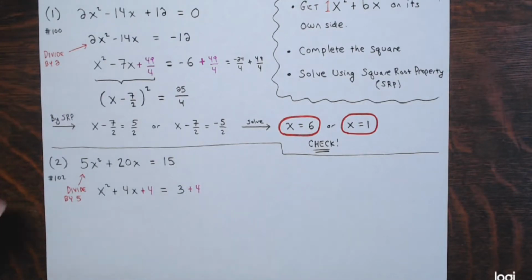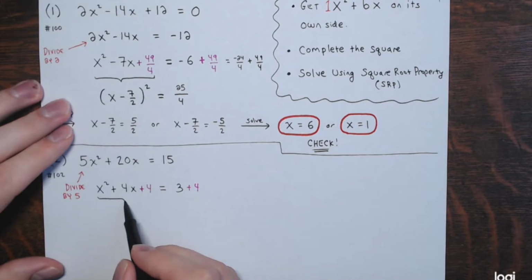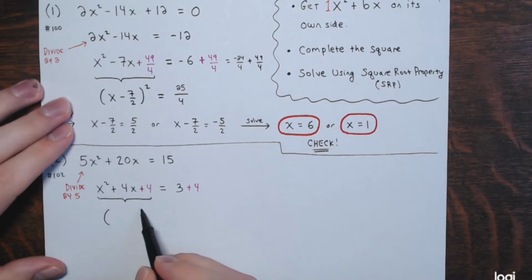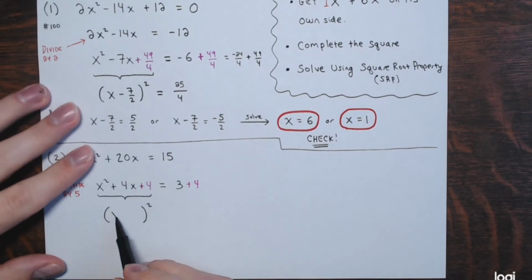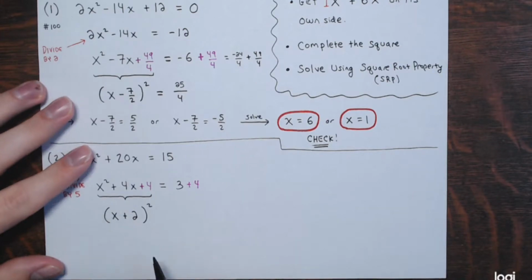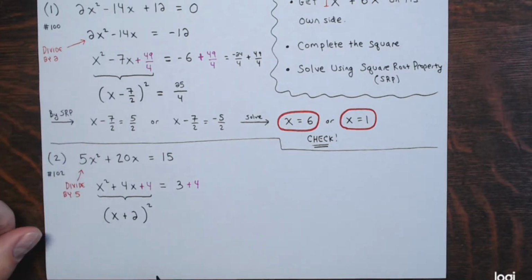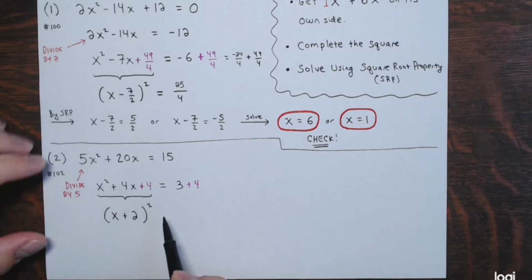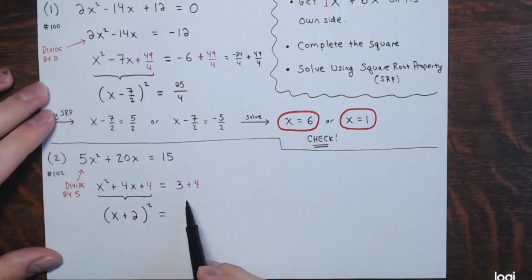The left side becomes a perfect square trinomial, right? So x squared plus 4x plus 4. I can write this as a binomial squared, where the binomial is the variable x plus whatever half that linear coefficient was, right? So the quantity x plus 2 squared. And you can check that. x plus 2 squared, x plus 2 times x plus 2 would be x squared plus 4x plus 4 equals, and then over here 3 plus 4 is 7.